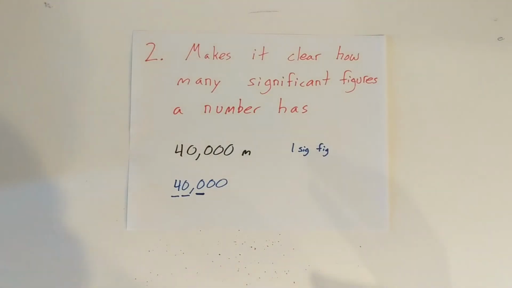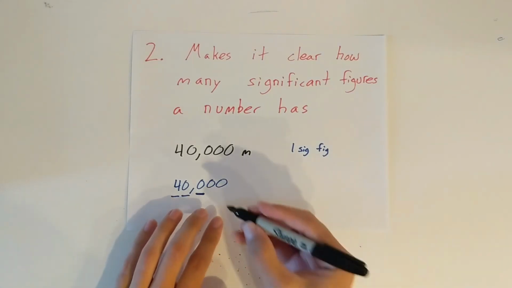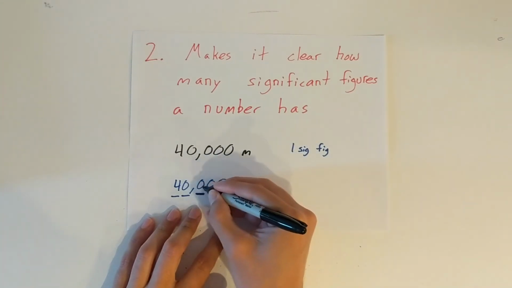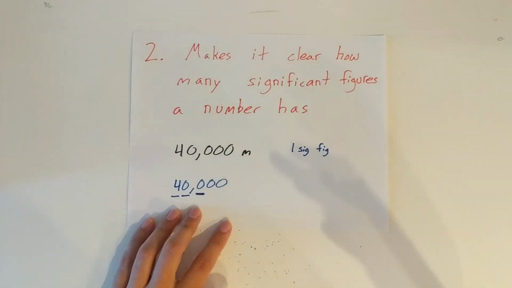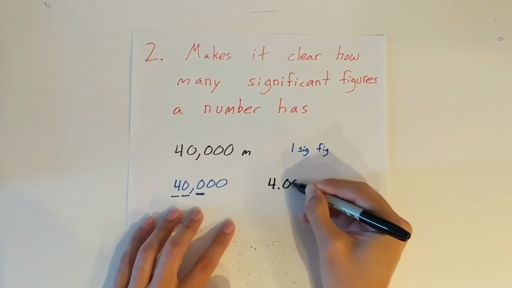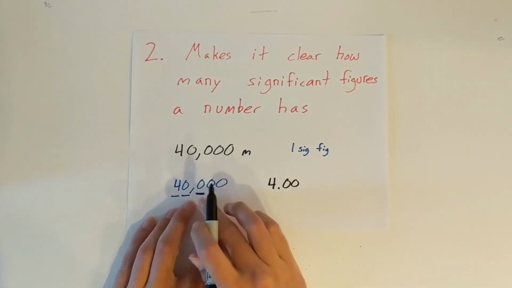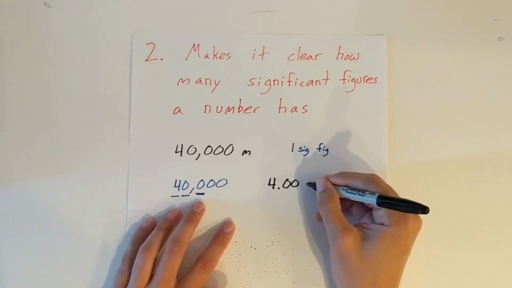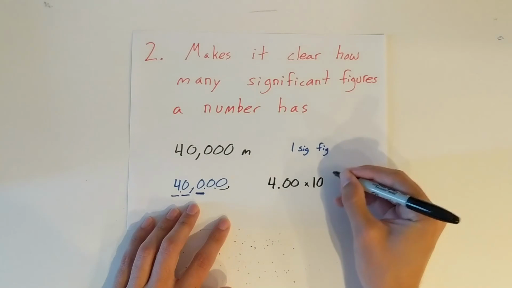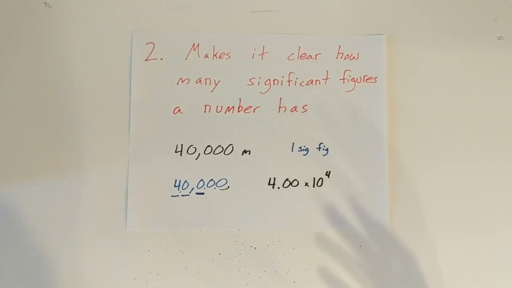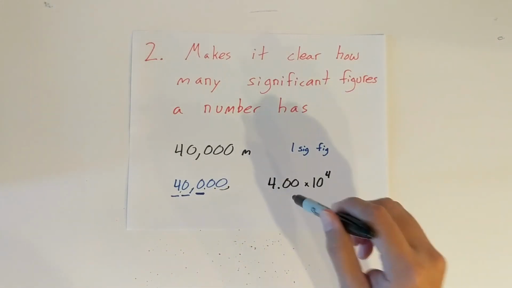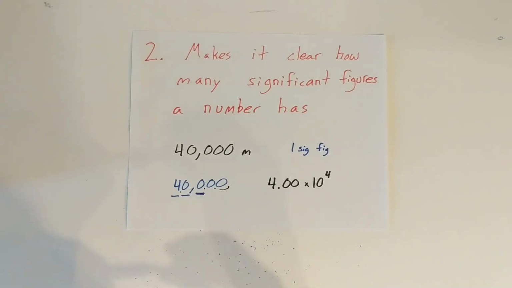A way that we can show this would be to write it out in scientific notation, using what we know to be 3 significant figures of precision. So we could write this out as 4.00, because that's how many significant figures we said we had with our tool, times 10 to the however many spots we moved it over, 1, 2, 3, 4. And that would be a way of showing 40,000 with our 3 significant figures that we measured.